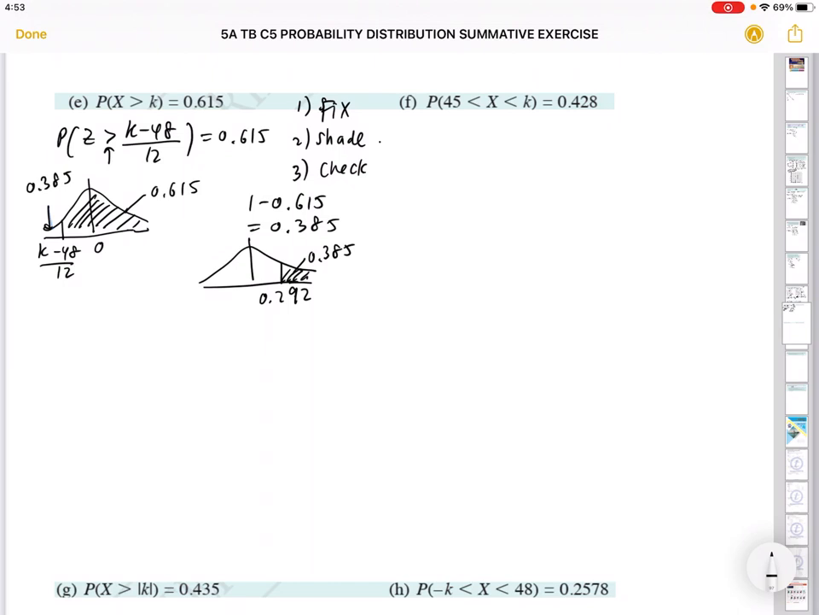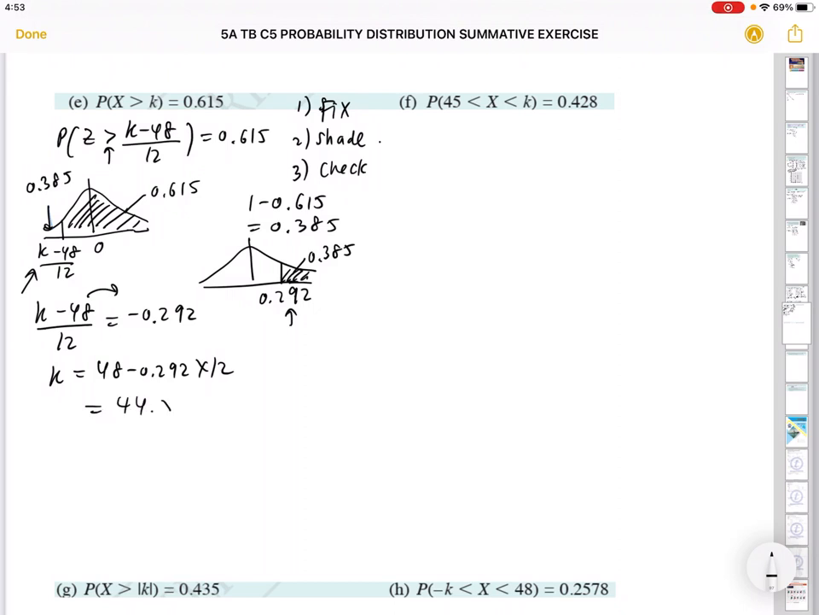Maybe I have to do another video to show you how to use the calculator. But coming back to this question, we know that this is on the left, but this is on the right. So we have to flip them. We know K minus 48 over 12 should be negative 0.292, because they're symmetrical, so you can flip them over. Now you use your calculator. You take 48 minus 0.292 times 12. My answer is 44.50. Very interesting, right?